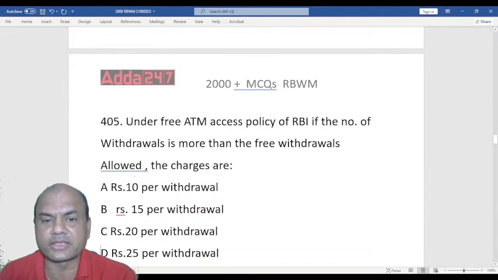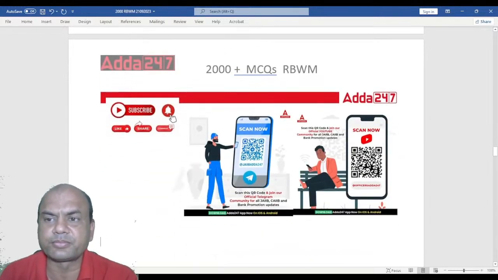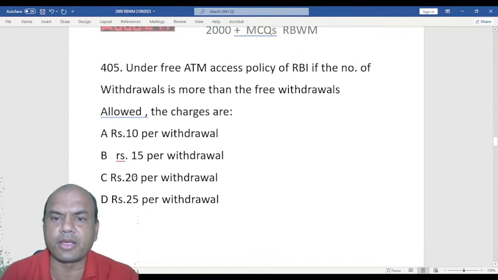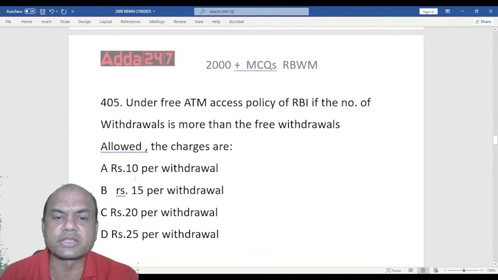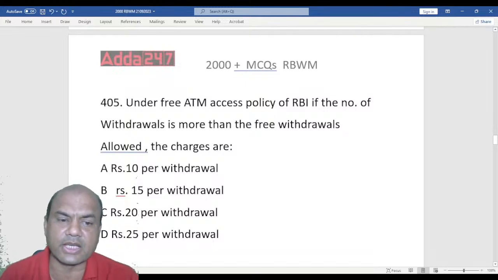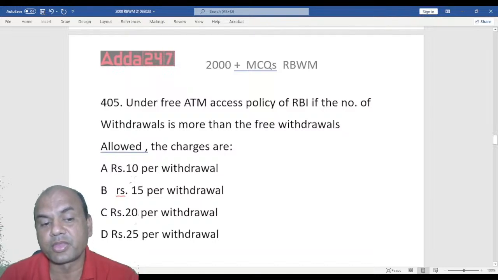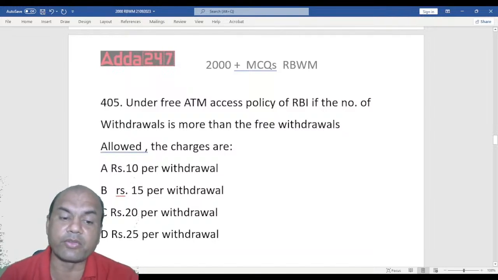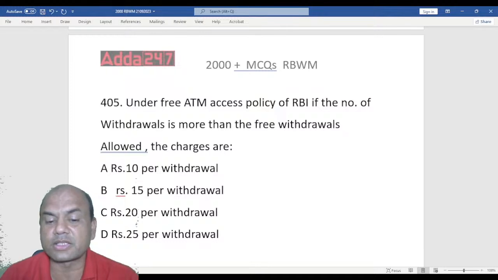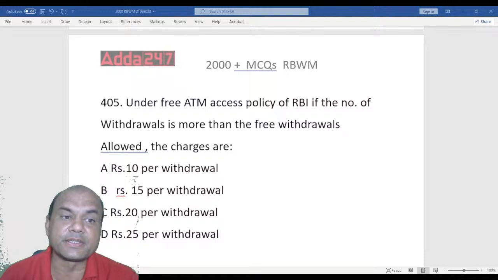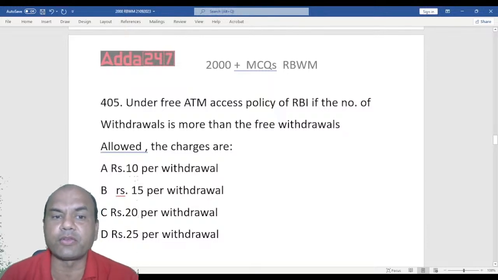Under free ATM access policy of RBI, if the number of withdrawals is more than the free withdrawals, the charges are 10 per withdrawal, 15 per withdrawal, 20 per withdrawal, and 25 per withdrawal. So what are the charges if you have more than these free withdrawals, means more than 5? If you do more than 5 withdrawals, then what are the charges?